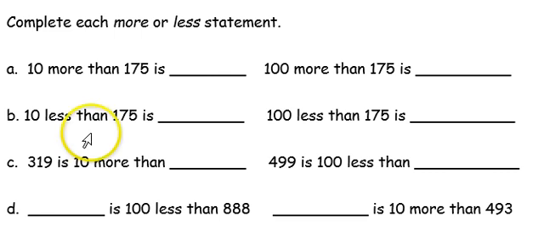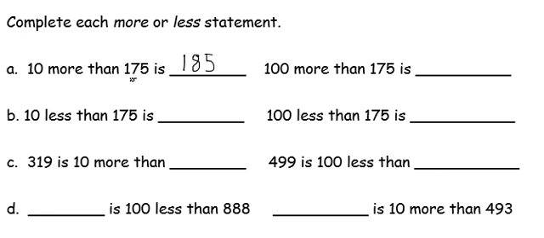If I look at my first problem, it says 10 more than 175 is blank. That just means I'm going to add another 10 to the number 175. Well, the 7 tells me how many tens I have right now. I have 100, I have 7 tens, and 5 ones. If I add one more 10 to that, that means I will have 8 tens in the tens place. So I still have 100, now I have 8 tens, and 5 ones.